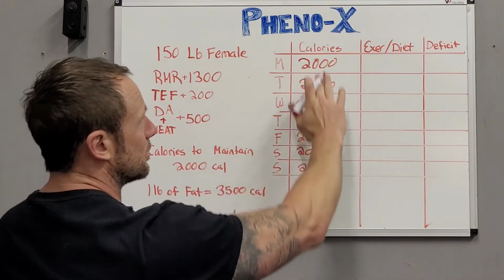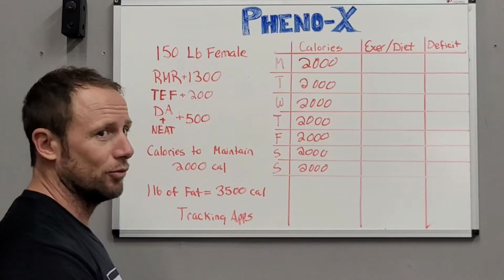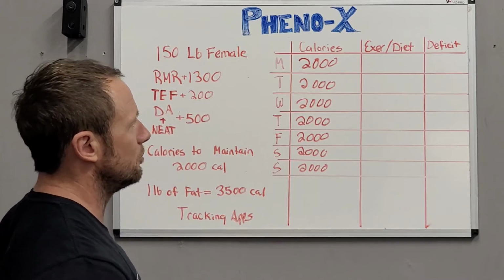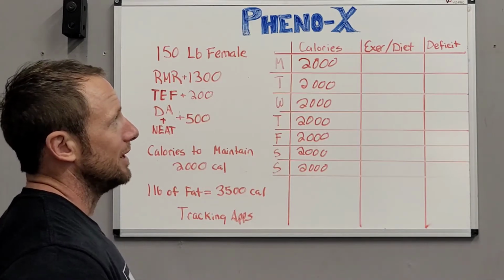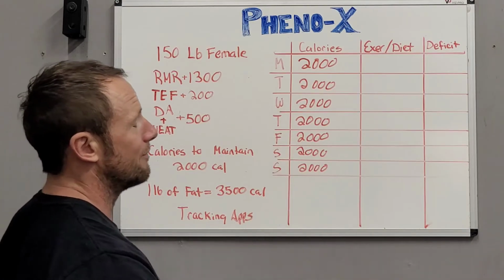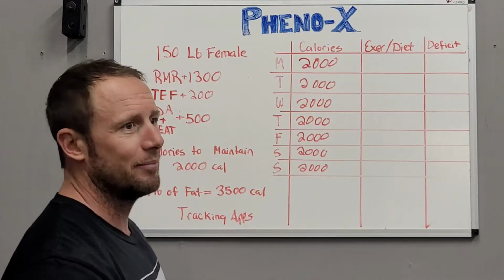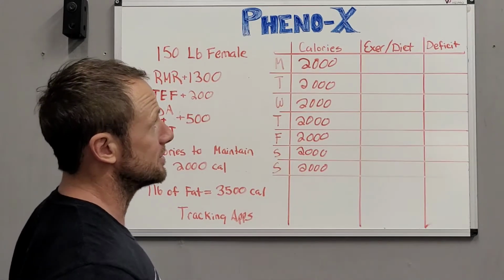So anyways, we're eating 2,000 calories. This is every day of the week. That's what we did. We were really consistent with our food. But again, we want to create a calorie deficit. I'm going to show you a couple different ways to do this, but I'm going to show it first with probably the best way to do it, which is through exercise.